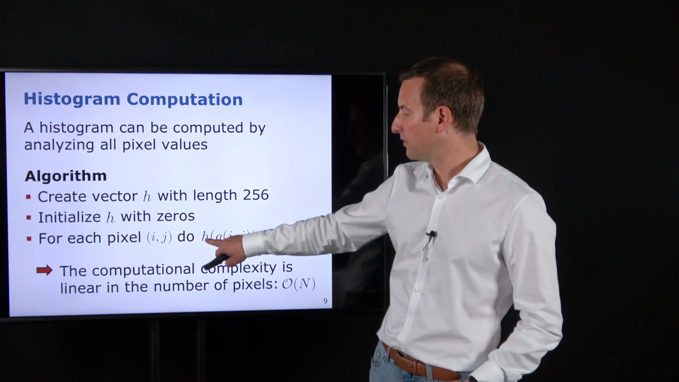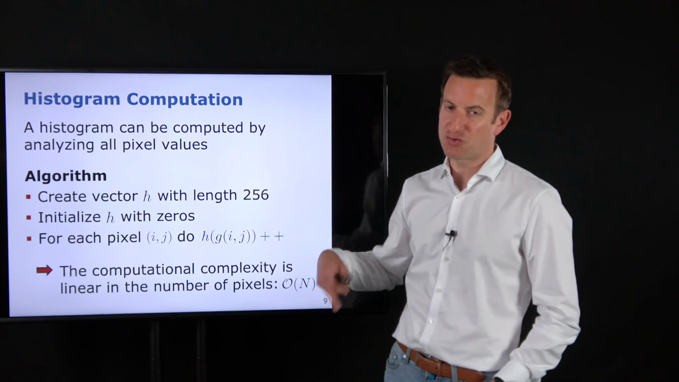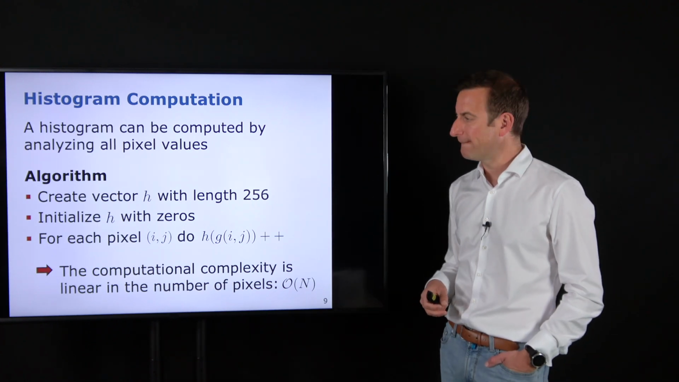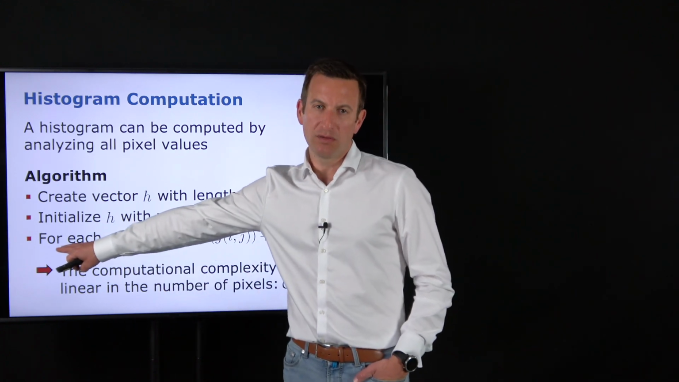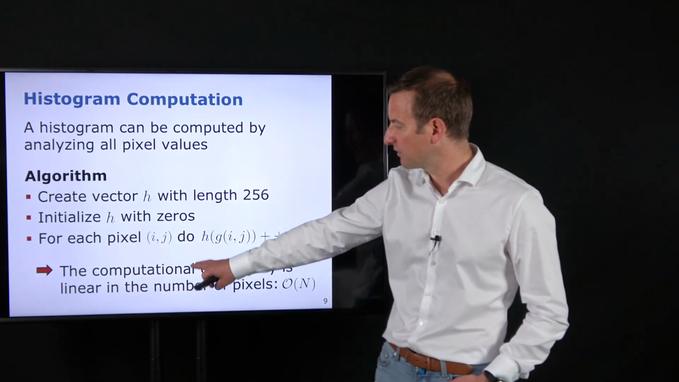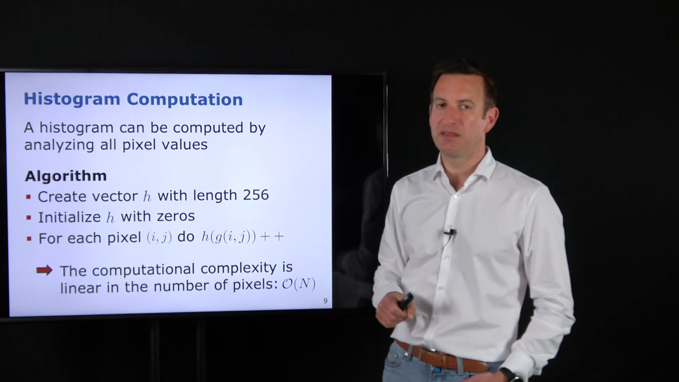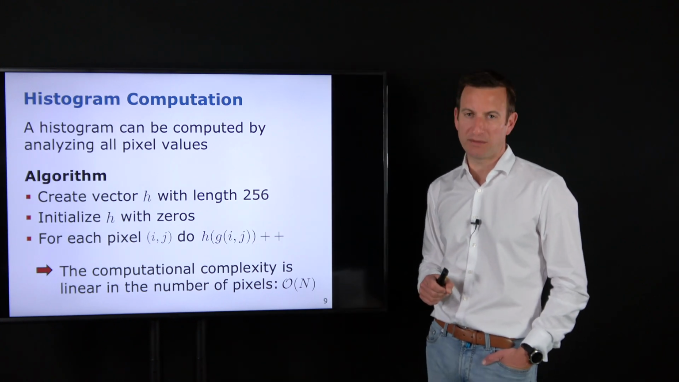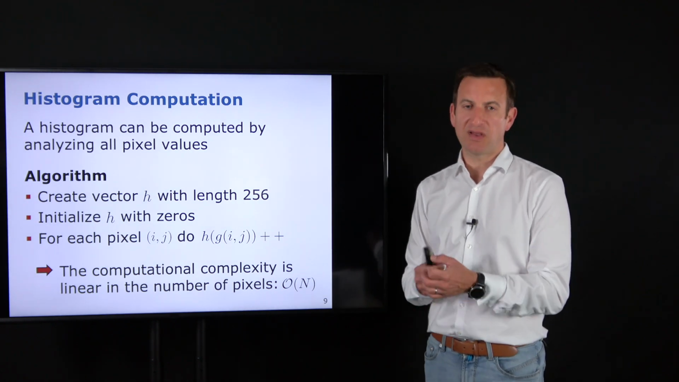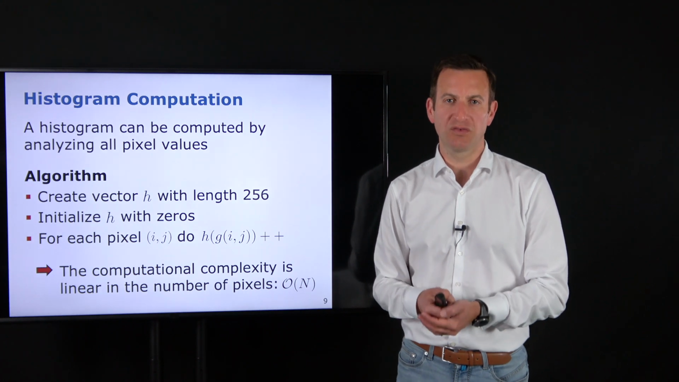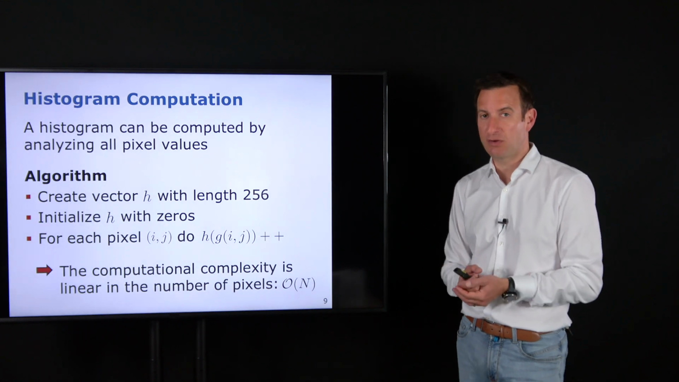I use this to refer to the bin in this vector here, which I want to increase, and then add plus plus, which means take the value and increase it by 1. So in the end, besides this initialization, I have a small for loop which iterates over all pixels and then reads out the intensity value of the pixel I'm addressing and increases the corresponding counter in h by 1. And I do this by just iterating over the whole image. That means I need to touch every pixel once in order to compute that histogram. And this is important if I'm thinking about computational complexity.